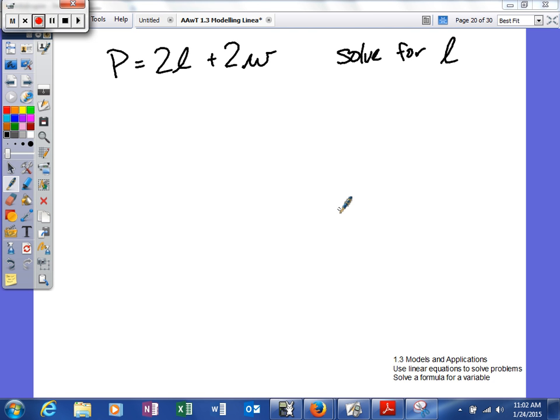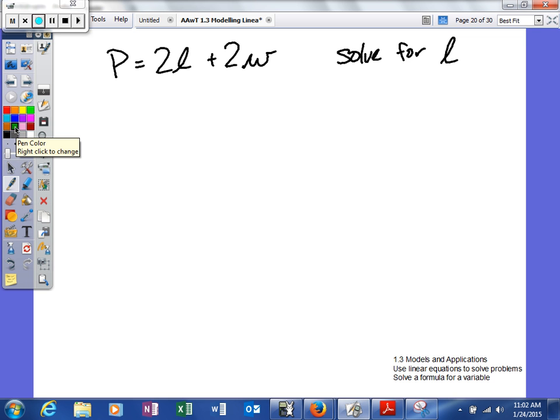Now we're getting into the second part, which is to basically solve a formula for a variable. Right now, they've given you this: P is equal to 2L plus 2W. As referenced in the last problem, that's the perimeter of a rectangle. This is actually solved for P right now. So to solve for a variable means we need to get the variable by itself with a coefficient of 1. So right now it's solved for P, and they want us to solve for L.